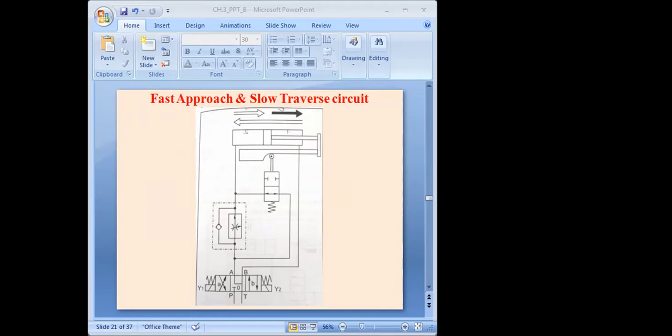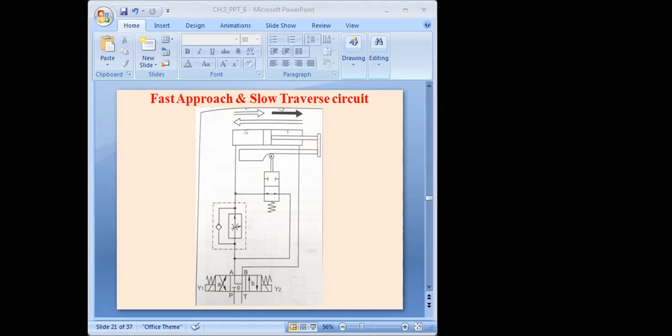Getting it? In rapid travel or fast approach, this flow control valve that I have shown is bypassed by this 2x2 direction control valve. That means flow, instead of going to the cylinder through this flow control valve, reaches the cylinder through this 2x2 direction control valve. Getting it? 2x2 direction control valve.